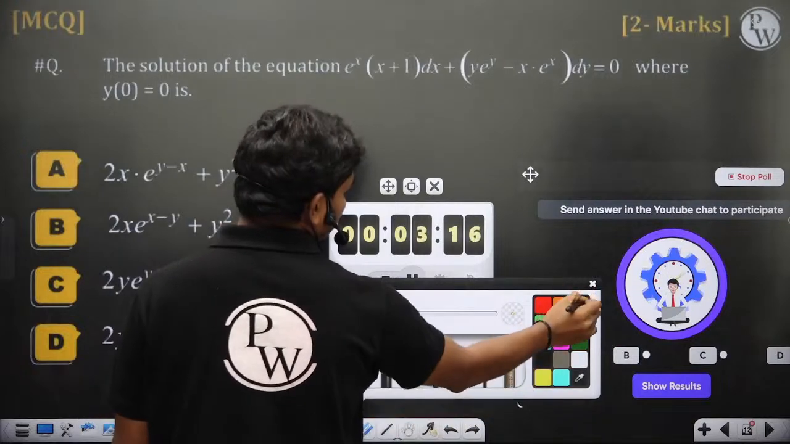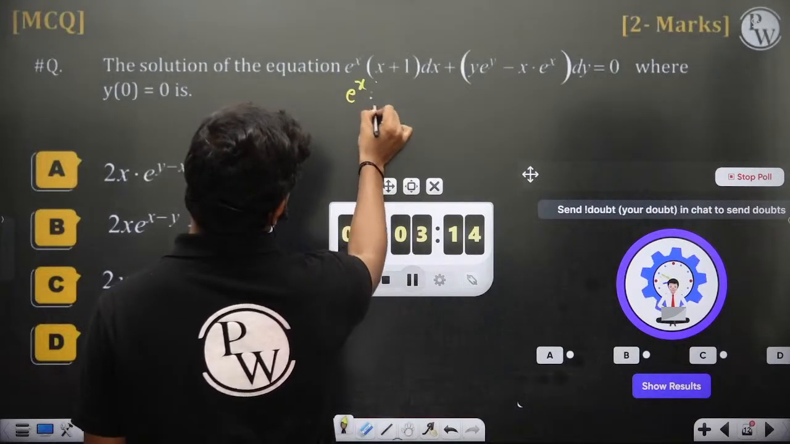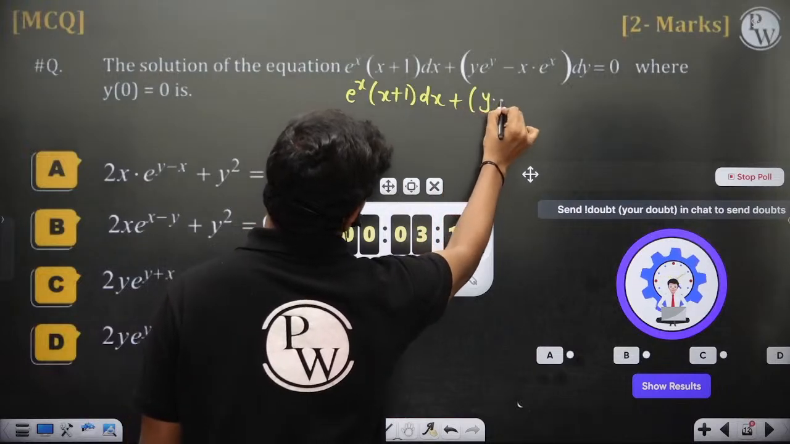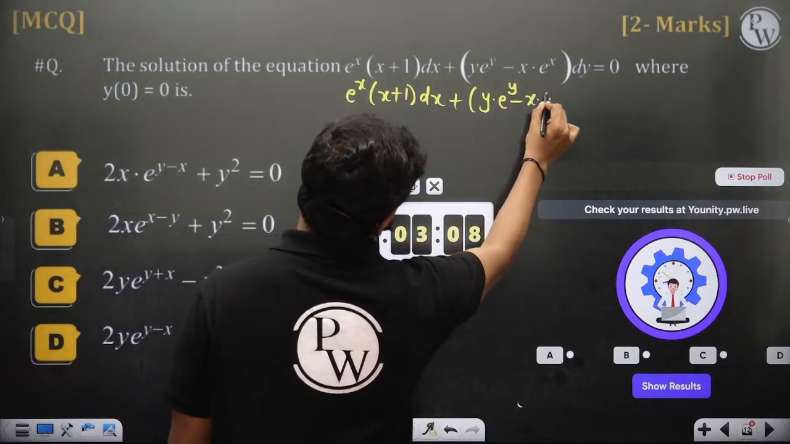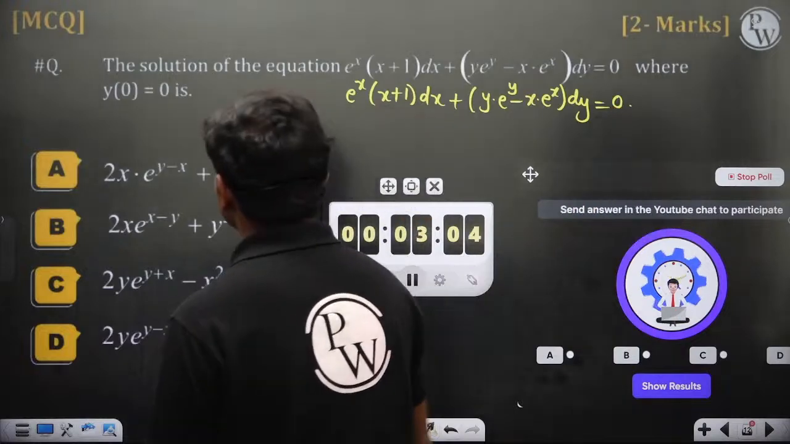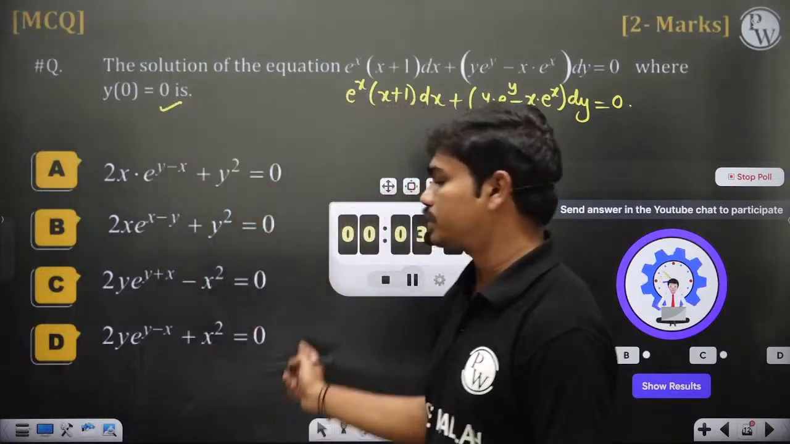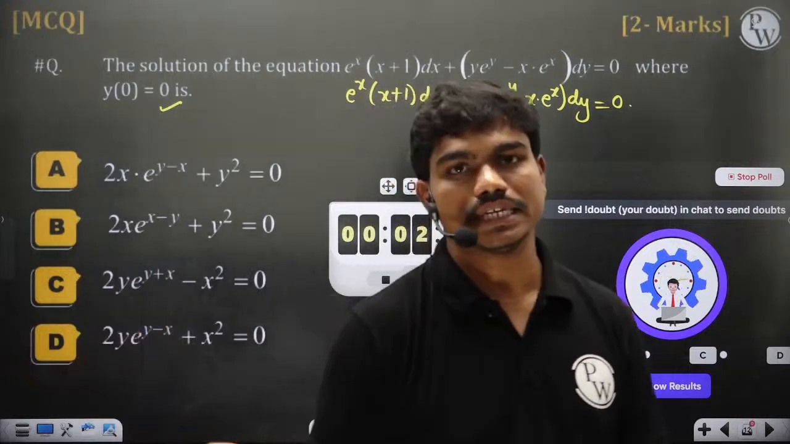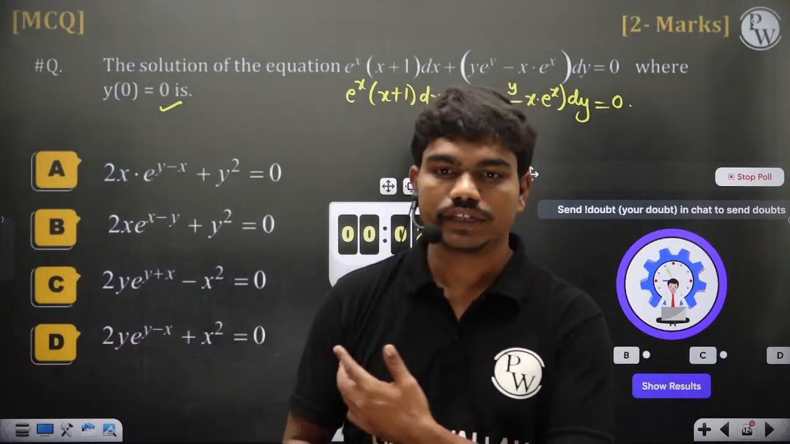So if you want me to brighten it: e power x times (x plus 1) dx plus (y e power y minus x e power x) dy is equal to 0. That's the equation, and y of 0 is equal to 0. So you have the options. It's actually a question from the test series. It's a nice question of differential equations, so I thought of solving this question once again here.